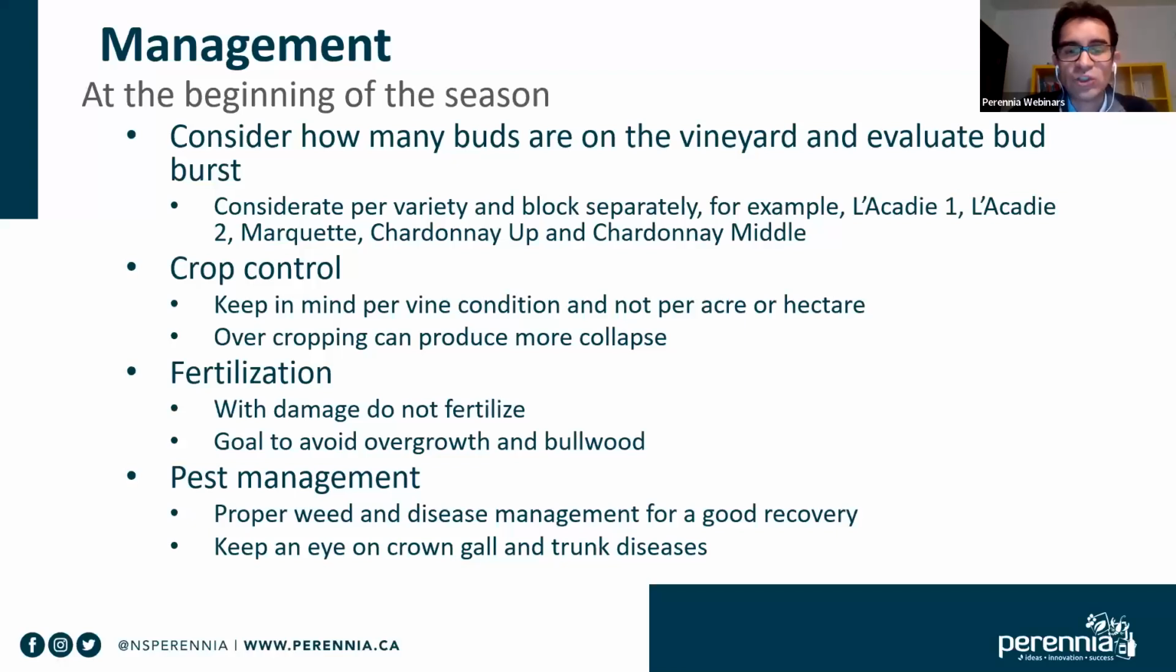So pay attention if you have a grafted vineyard: how is the graft union? Take a look if you have crown gall and start to check for trunk diseases. That will be important after this year. And also search for cracks. If you are looking for cracks carefully and you have seen something now, make a mark or keep a note just to see how that area evolves through the growing season.